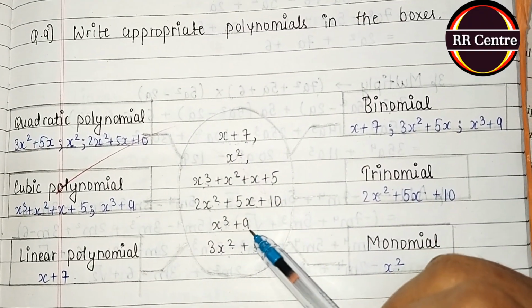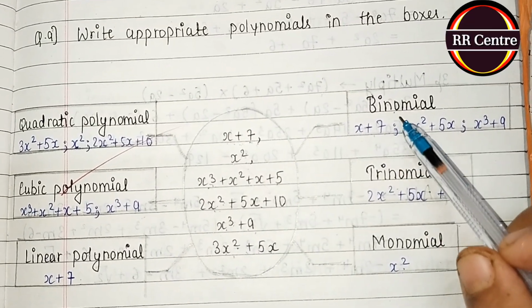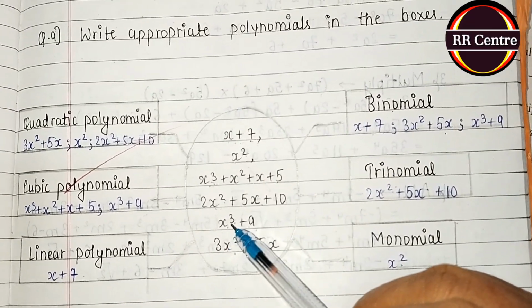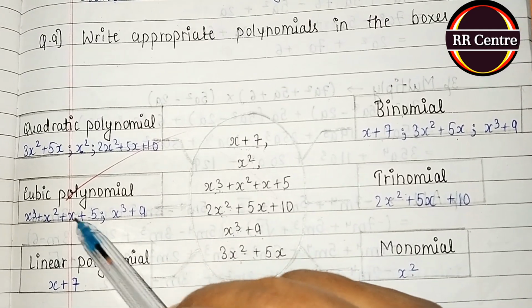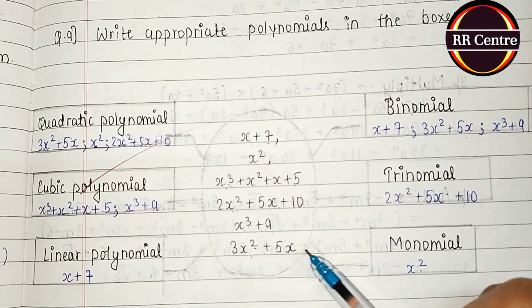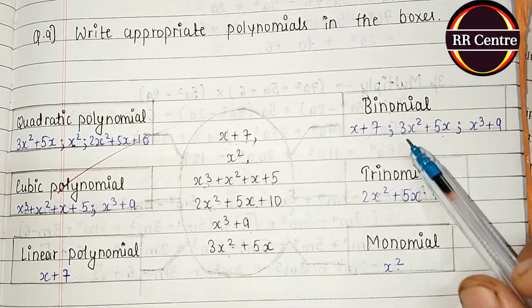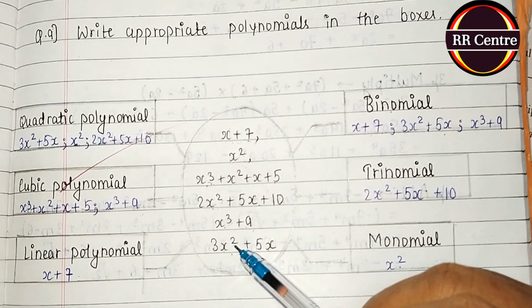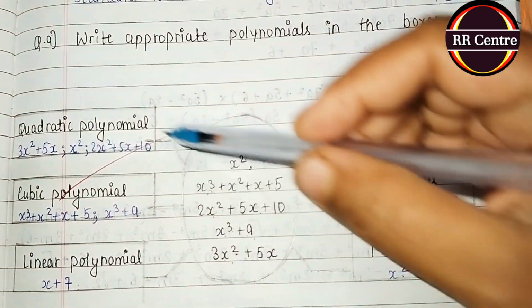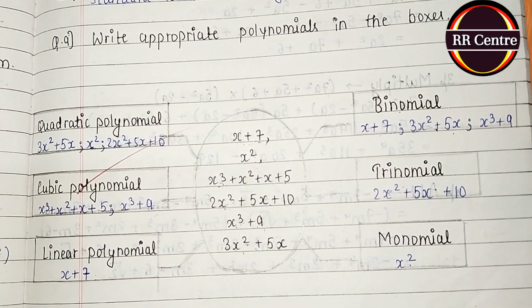Then x³ plus 9. How many terms? 2 terms, right, it means binomial. Then highest power of the degree is 3, it means cubic polynomial. Then 3x² plus 5x. How many terms? 2 terms, it means binomial, right. And highest power of the degree is 2, it means quadratic polynomial. It's a very simple and very easy method.